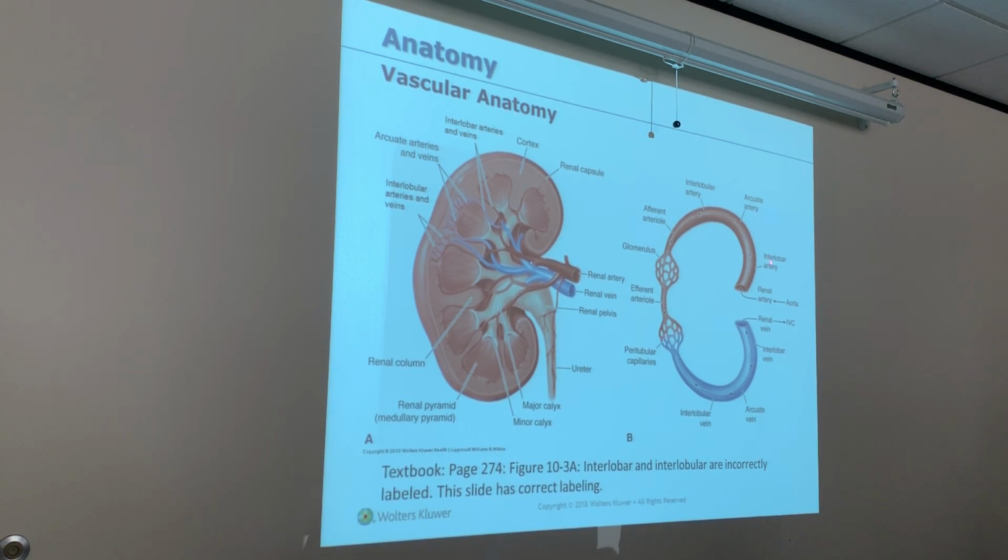Aorta, renal artery, interlobar between the pyramids, top of the pyramids. They further branch and get smaller and smaller to go into the afferent, into the glomerulus, out of the efferent, into the peritubular capillaries, interlobular vein, arcuate vein. Where are the arcuate veins located? The base of the pyramids. Interlobar between the pyramids and at the hilum.